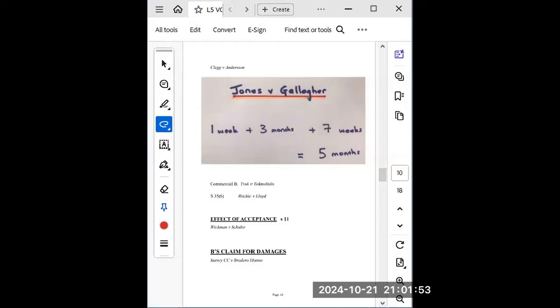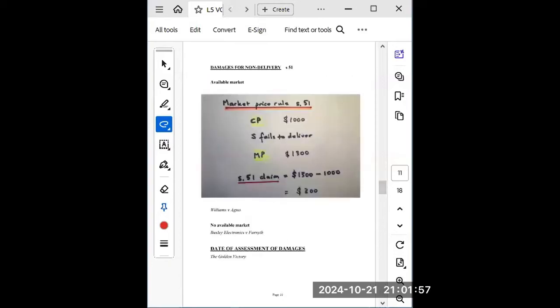Let's look at damages for non-delivery. Now, the buyer is entitled to Section 51 damages in 3 situations. First, where there is no delivery at all. Second, if defective goods are delivered. Or, thirdly, the delivery is late. In these 3 situations, the buyer is entitled to damages for non-delivery under Section 51.